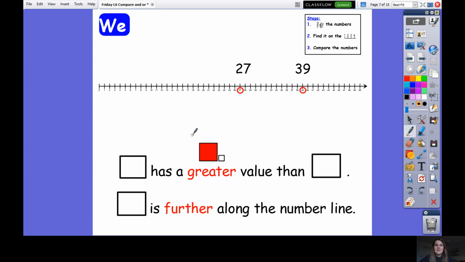I thought I was going to trick you then. Well done. So 39 has a greater value than 27. Well done. Because what number's further along the number line? 39. Well done.